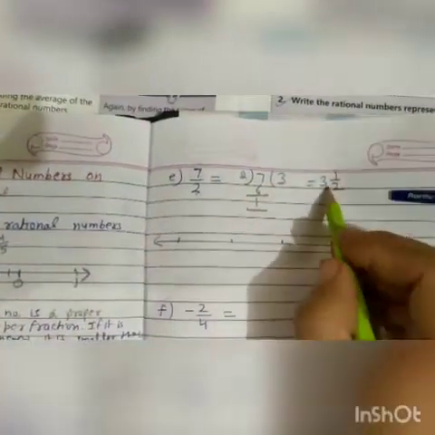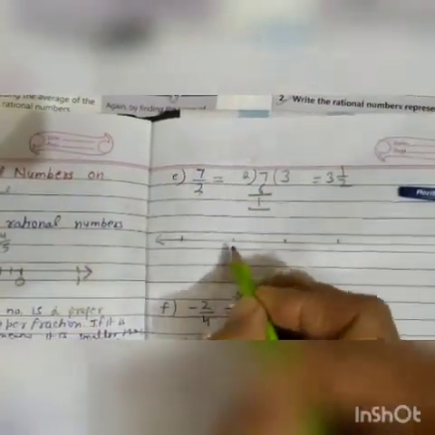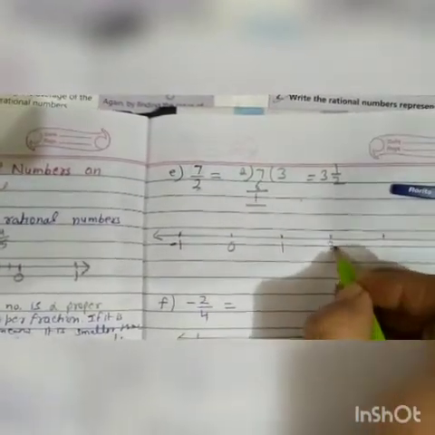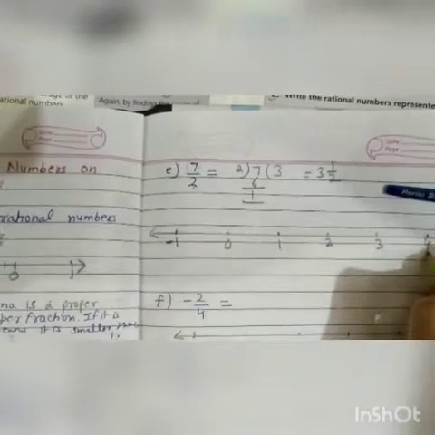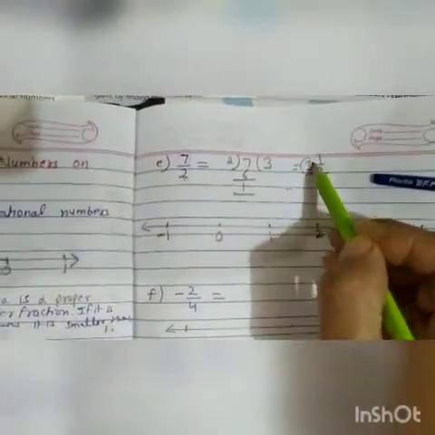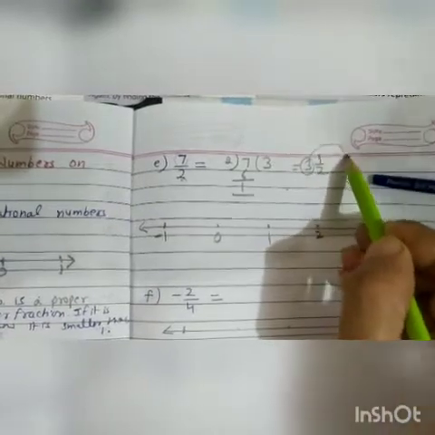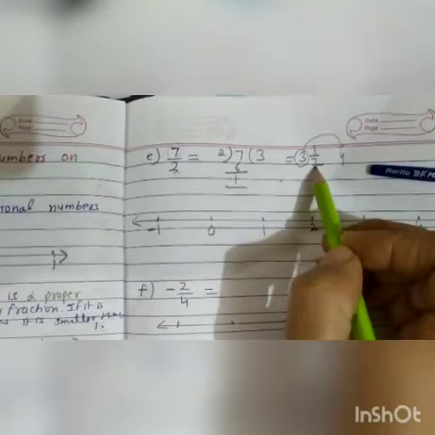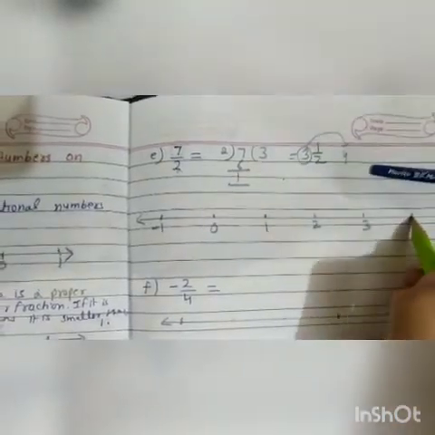This is a positive rational number. So we will take 0 this side. This is minus 1. This is 1, 2, 3, 4. This time, what is the whole number? The whole number is 3, and the next whole number will be 4. It means 3 and 1 upon 2 will be represented between 3 and 4.